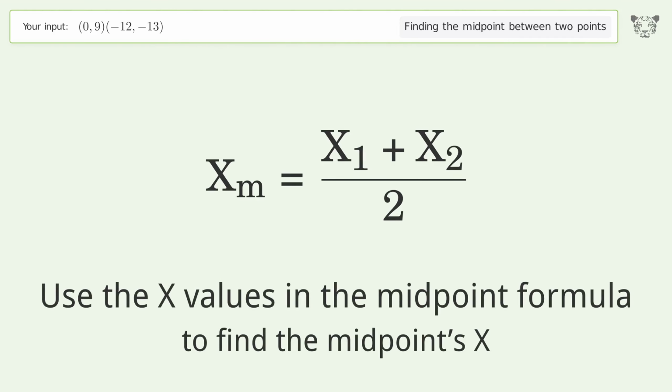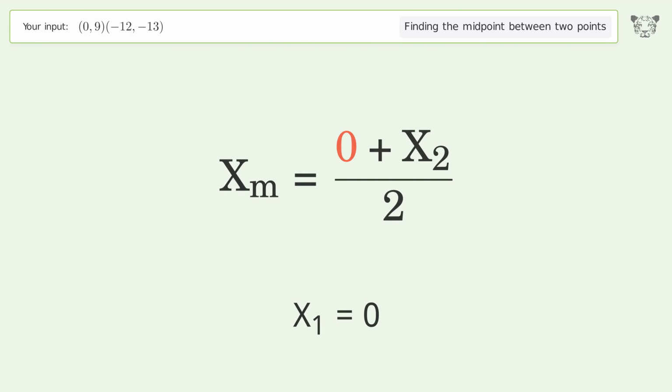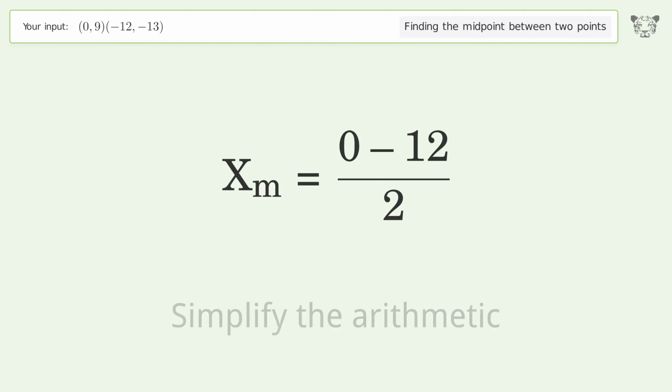Use the x values in the midpoint formula to find the midpoint's x. x1 equals 0. x2 equals -12. Simplify the arithmetic.